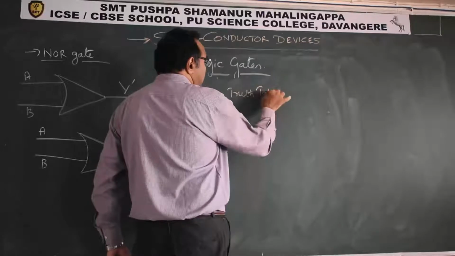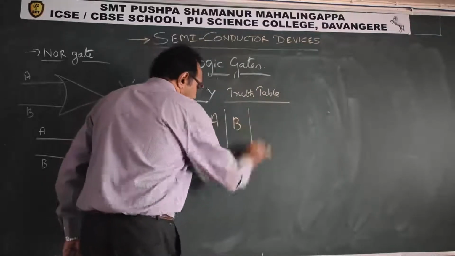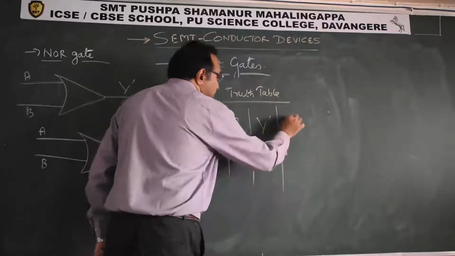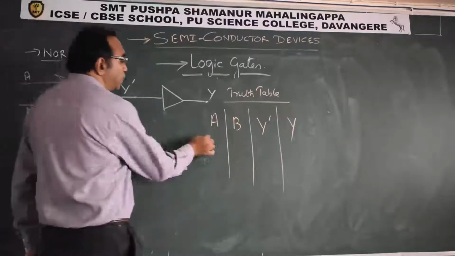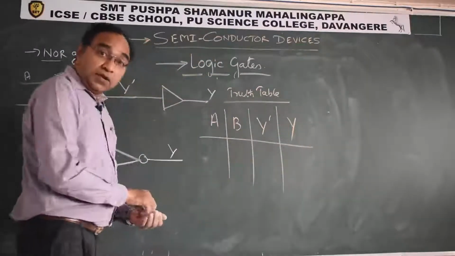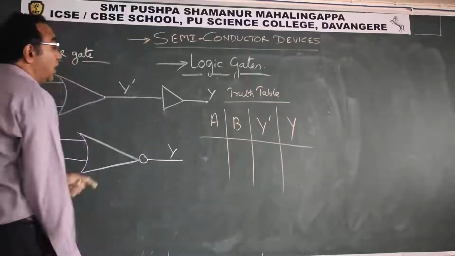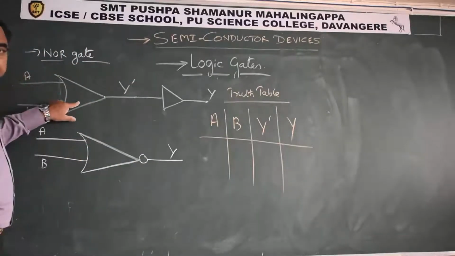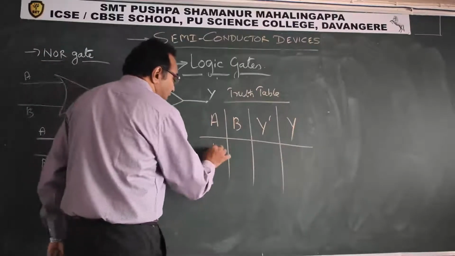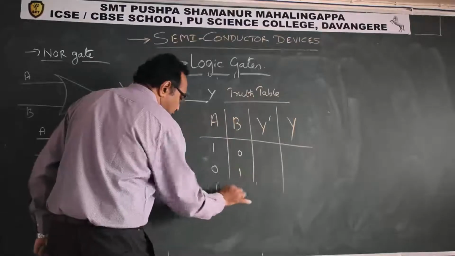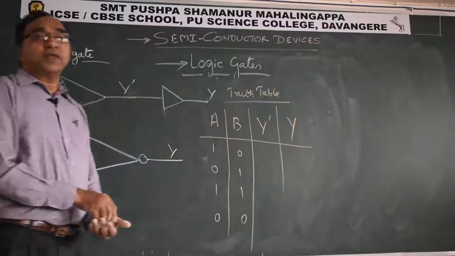In order to generate the truth table, students, see here, A, B, then make Y dash an intermediate column, and then the final output. Never make one column only for the final output. Introduce intermediate ones also. You will not commit any mistake. Y dash is the output of the OR gate. So I will write here 1 0, 0 1, 1 1, 0 0. Got it? Let us say we take these 4 combinations.